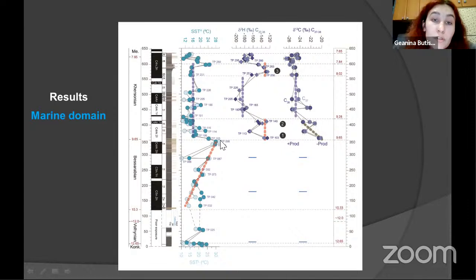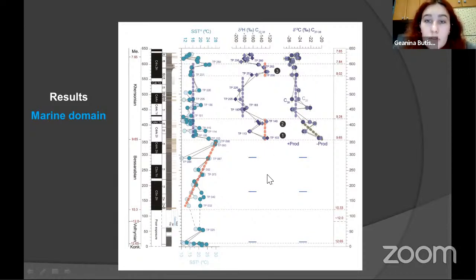After this moment, the temperatures are dropping again, and they remain pretty much low until around 7.8, when again we have a high peak in temperature of around 26 degrees. And until the end of the section, the temperature is dropping again, even to 10 degrees.